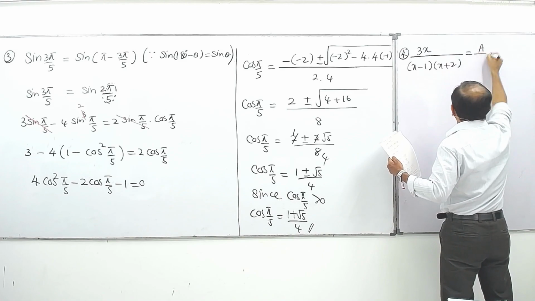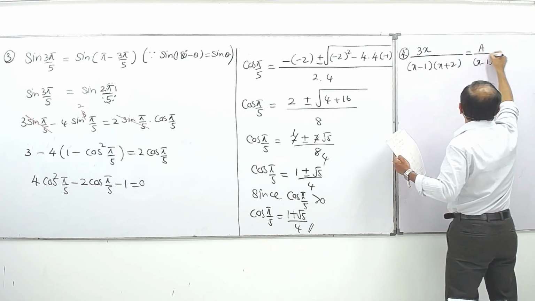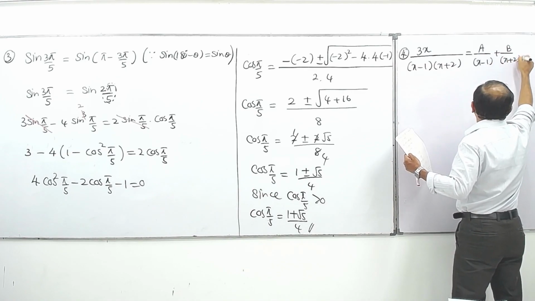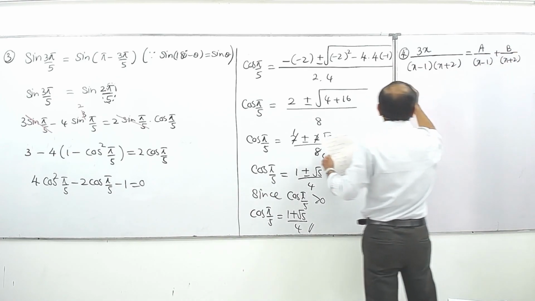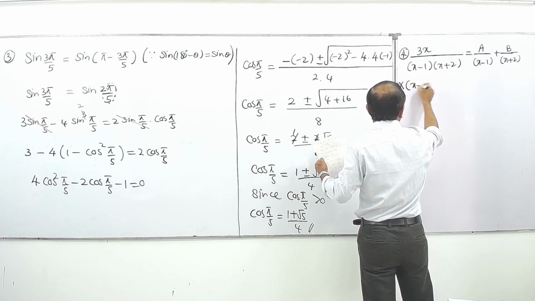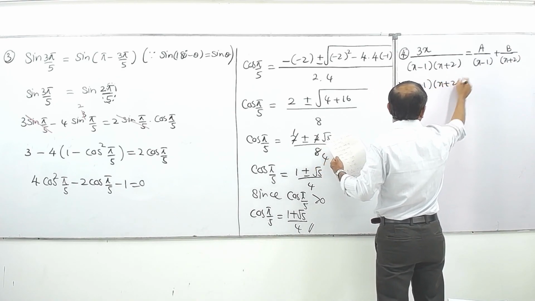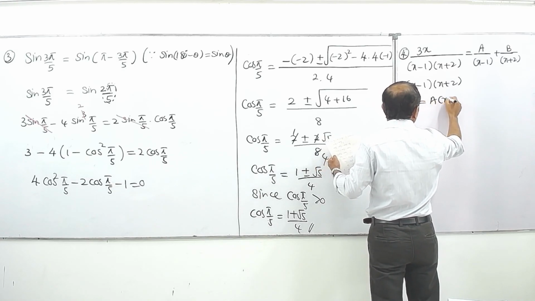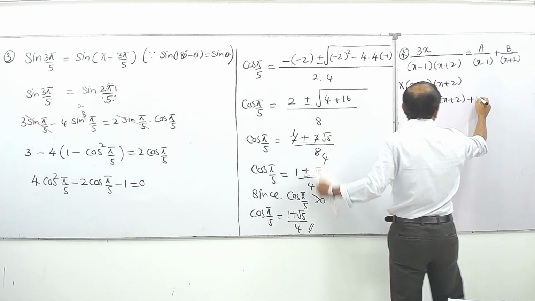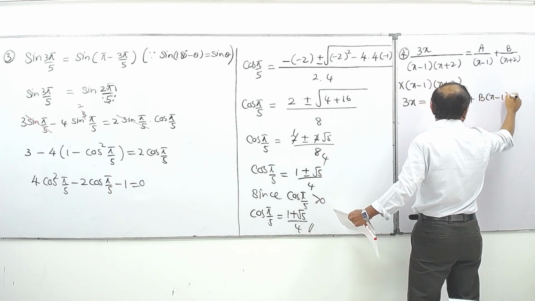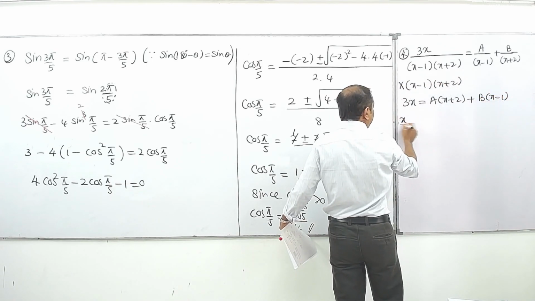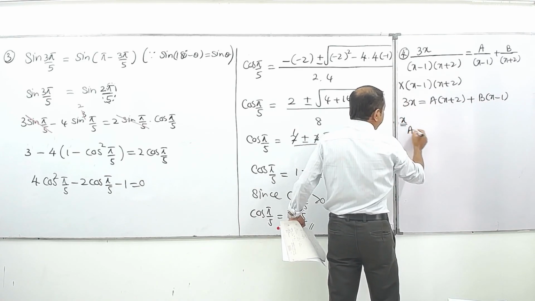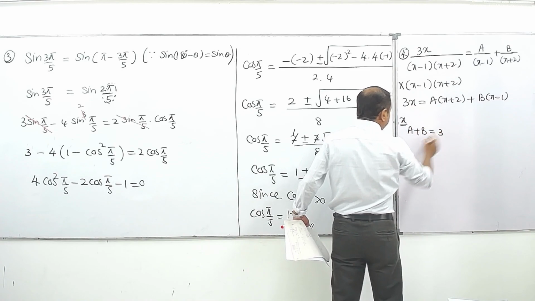A over x minus 1, b over x plus 2. Right. We multiply both sides by x minus 1, x plus 2. We get 3x equals a times x plus 2, plus b times x minus 1. Right. We equate the coefficient of x power 1. Here we get a, here we get b. A plus b equals 3.